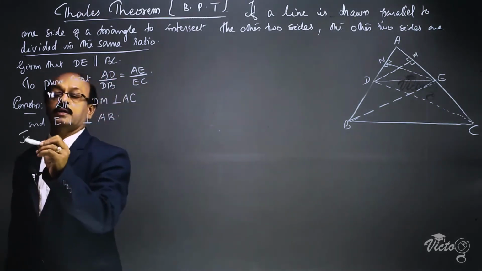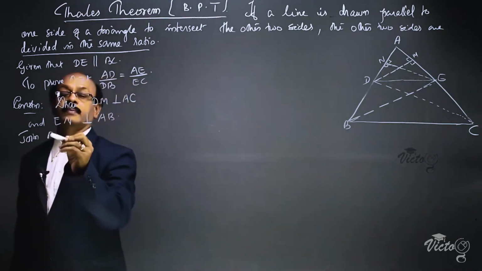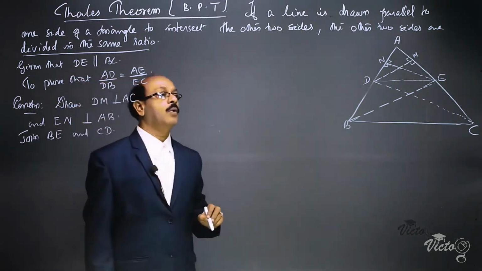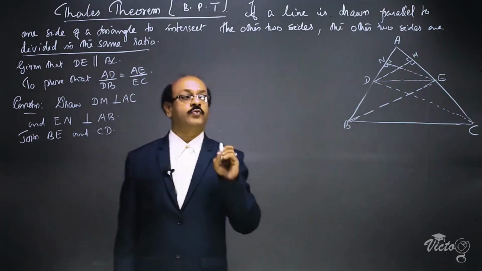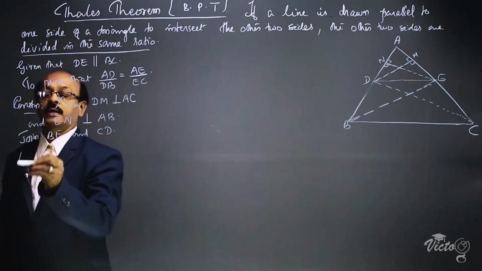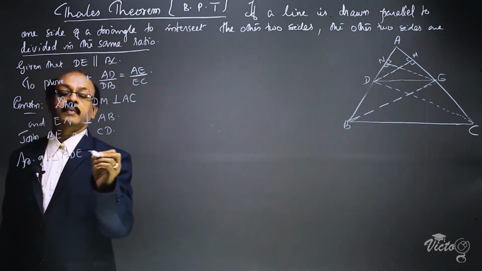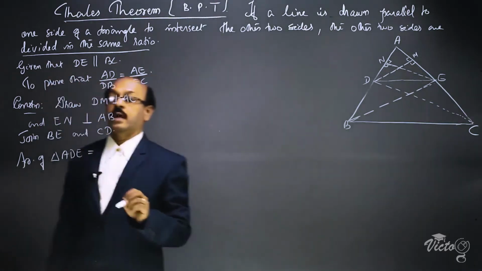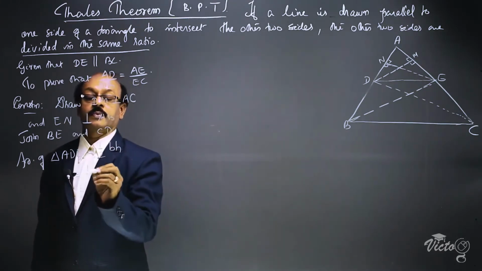Now join BE and CD. These are the constructions. Now we are going to find the area of triangle ADE. Area of triangle ADE. We are using the usual formula, half base into height. Area of triangle ADE is equal to half BH.